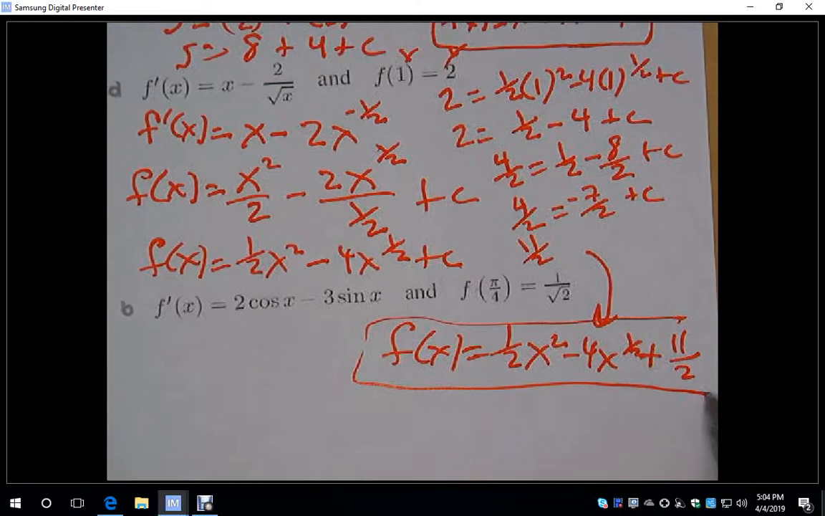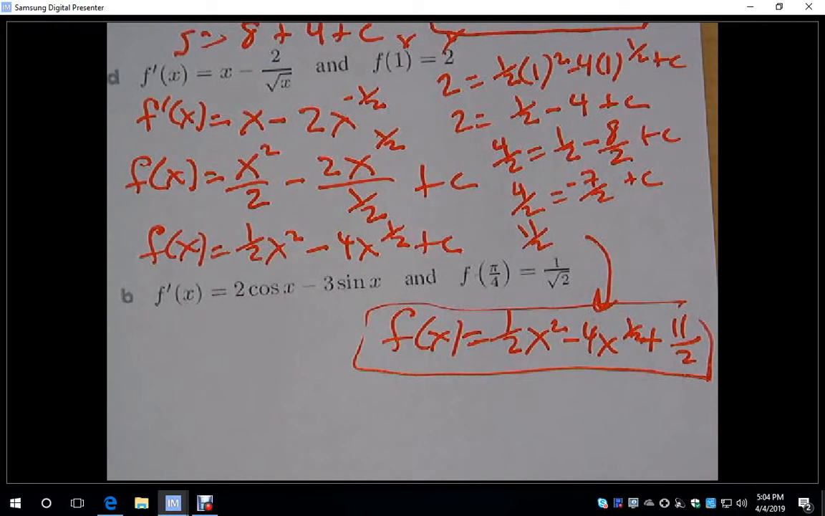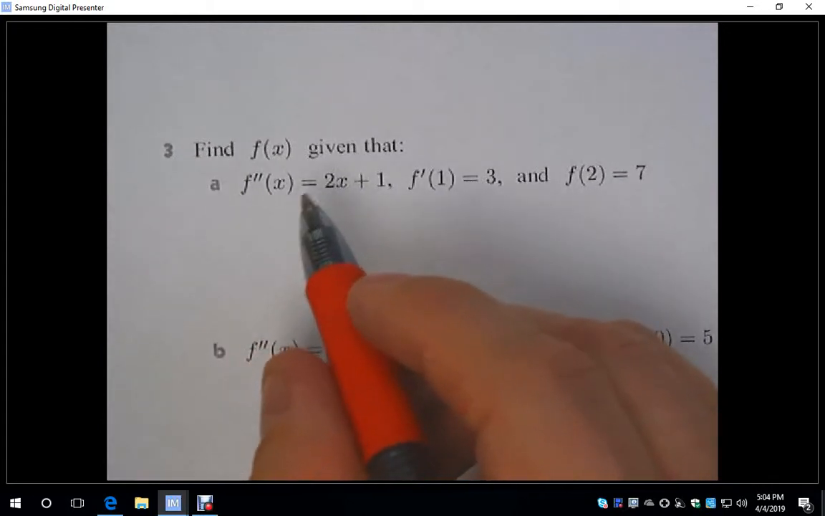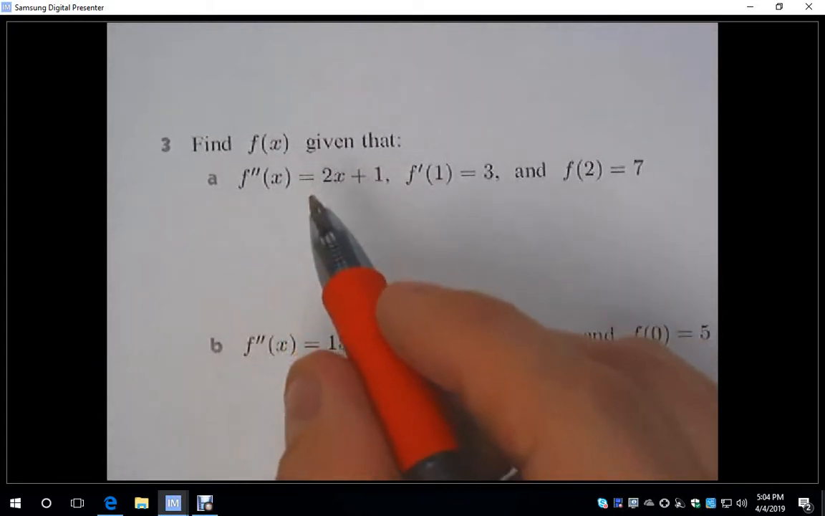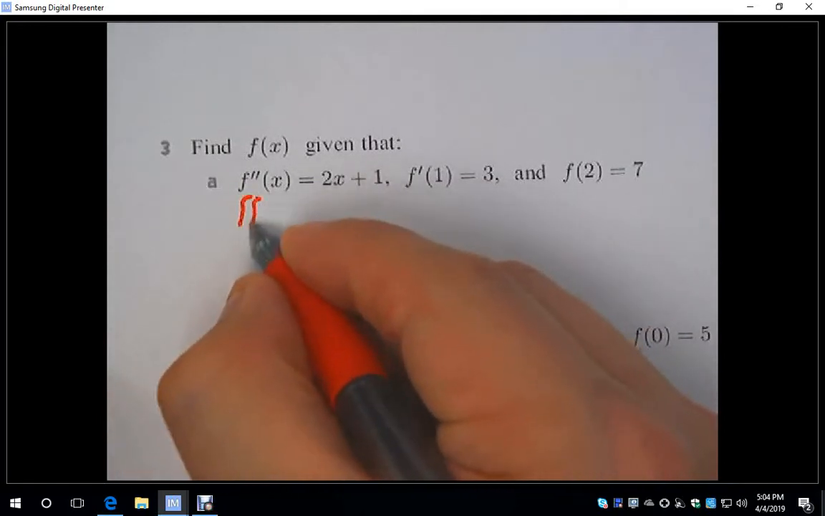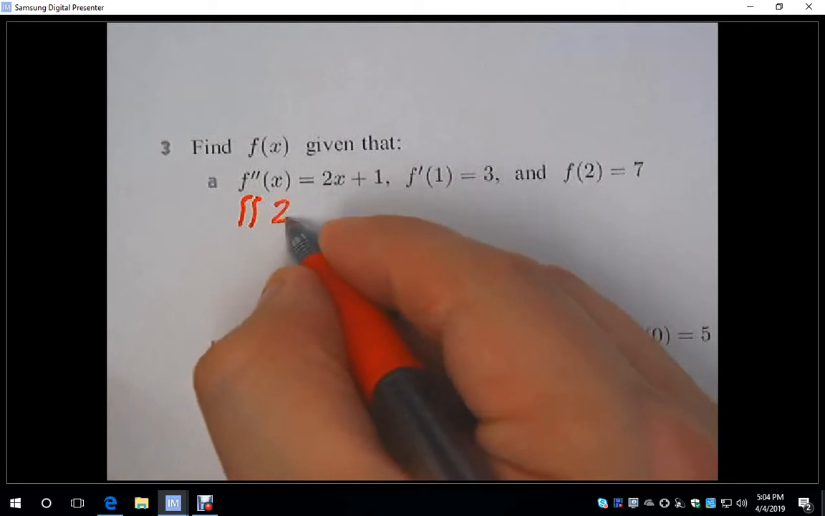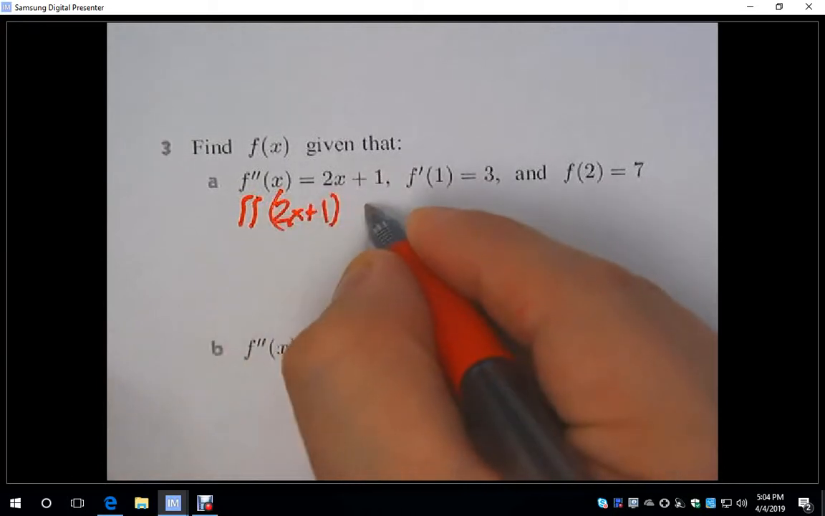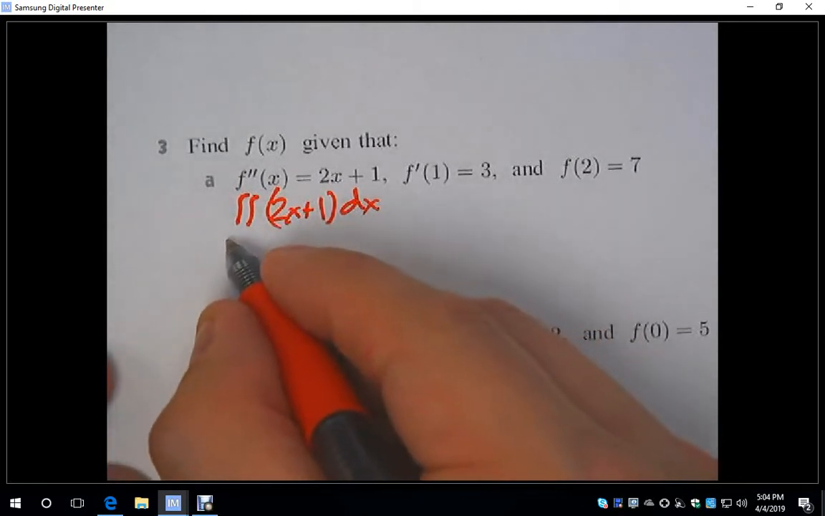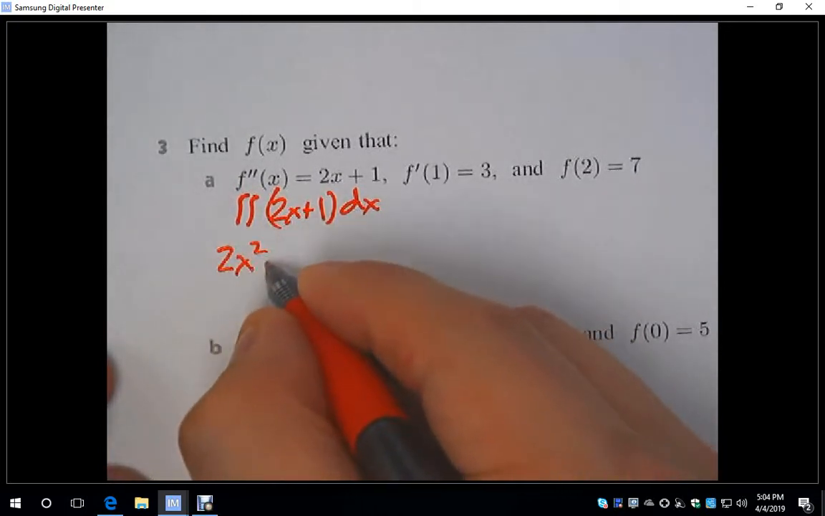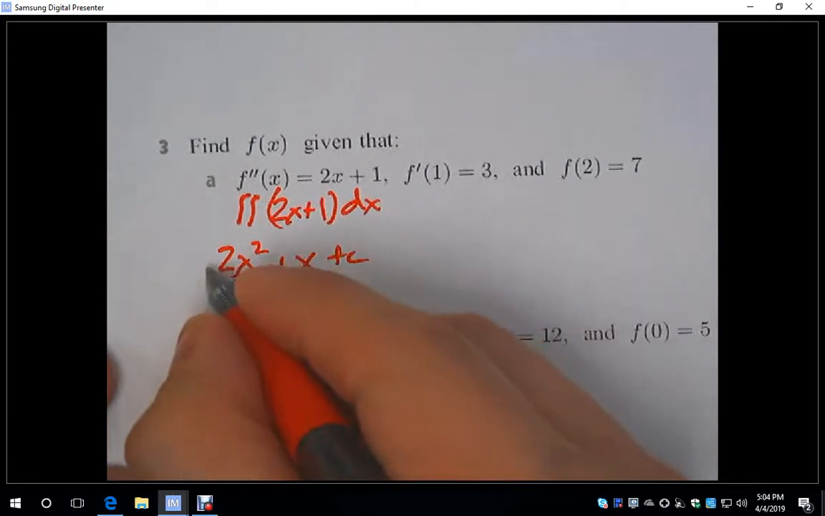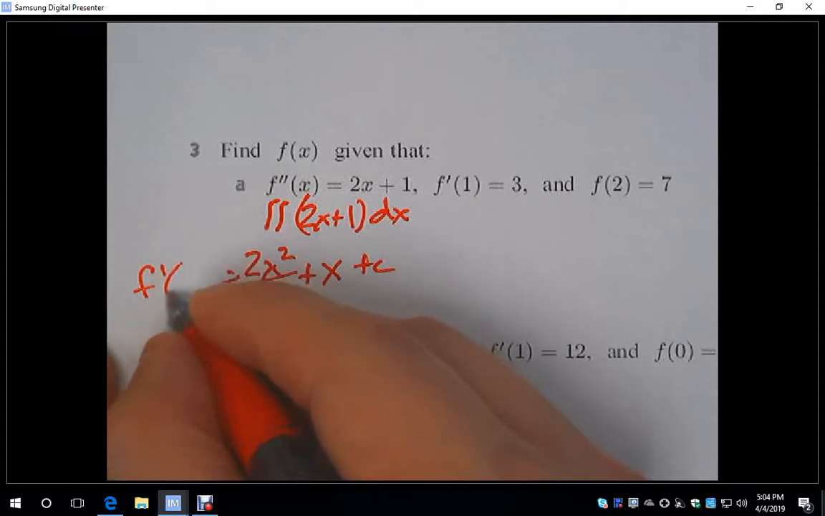All right, let's do something a little bit more interesting. We have the second derivative, and in order to go back to the original function, we need to take the second integral. So we're literally taking the integral of this function of 2x plus 1 with respect to dx 2 times. So that's going to give us 2x squared over 2 plus x plus c. That's my first derivative.